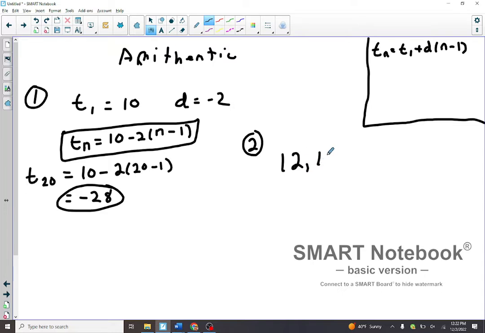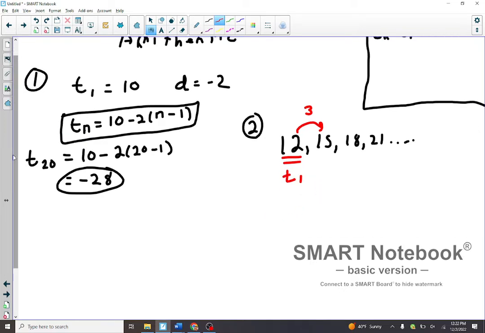12, 15, 18, 21, dot dot dot. Oh, so you know the D is plus 3. So for this one, you have to extrapolate from the information that the D is 3 and that your T1 is 12. So you have to understand what T1 and D mean. So that's what this question tests.